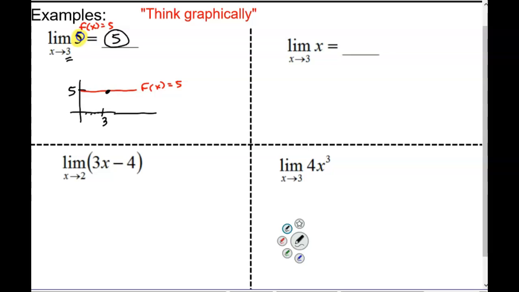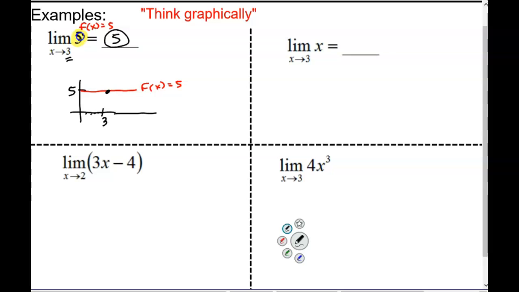Now here's the important thing. If you're taking the limit of a constant, 5 is what we call a constant because it's consistently that output. The limit is always 5. So you don't need a graph. You just know that that's one of the rules. The limit of any constant is always itself.